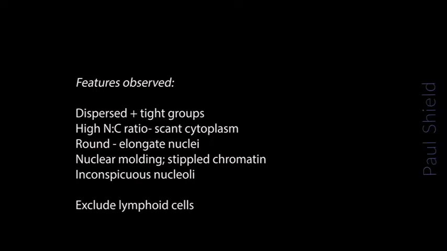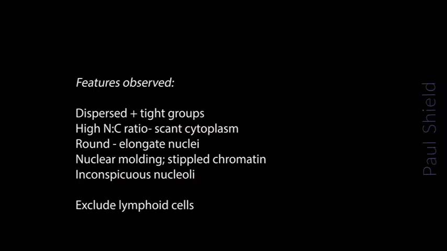So in summary, we saw a dispersed population of cells, along with some very tight groups suggesting some cohesion. The cells had a very high NC ratio with very little cytoplasm obvious. Nuclei varied in size, but also in shape, from being round to more elongate. There were some areas that showed definite moulding of nuclei around each other and the formation of vertebral columns of cells. The chromatin was stippled, there were inconspicuous nucleoli present, and the background showed necrosis and apoptotic debris.